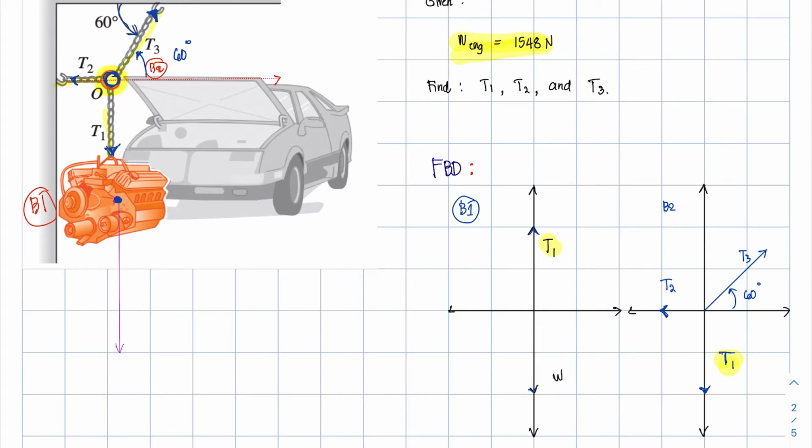So isa gyud ka key when we are solving problems in classical mechanics is to analyze and expand our imagination gyud unsa kay mahitabuan ni sayang lihok.